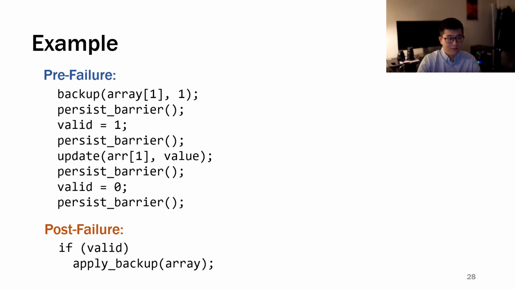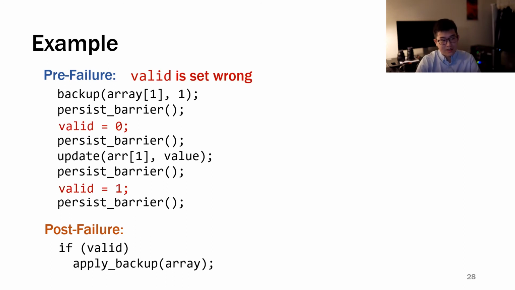We have the version of the first example, but with persistent barriers inserted in the 3 stages to make sure it's correct. But the program makes a mistake of setting the valid bit to the wrong value. In the first part, it's supposed to be setting to 1 because the backup is a valid copy, but it sets to 0. And the same thing happens in the invalidation of the backup, which is setting to 1 instead.